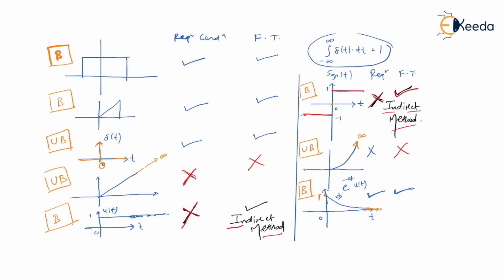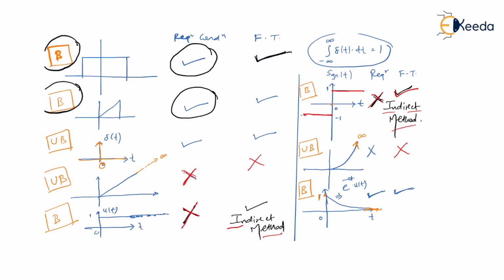Now try to understand. If the given signal is bounded and the required condition is also satisfied, Fourier transform will exist. So you can observe this everywhere. If the given signal is bounded as well as the required condition is satisfied, Fourier transform will exist. As you can see, we have two examples. Bounded condition is satisfied, required condition is also satisfied, Fourier transform will definitely exist.